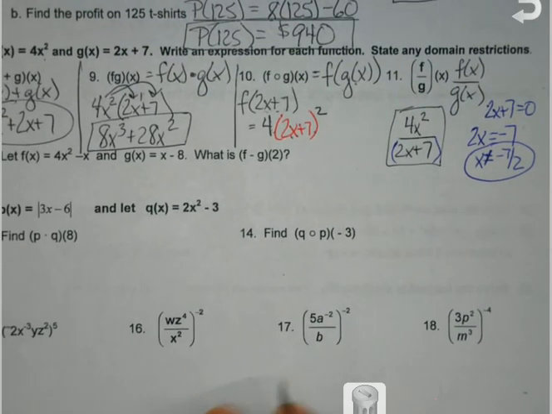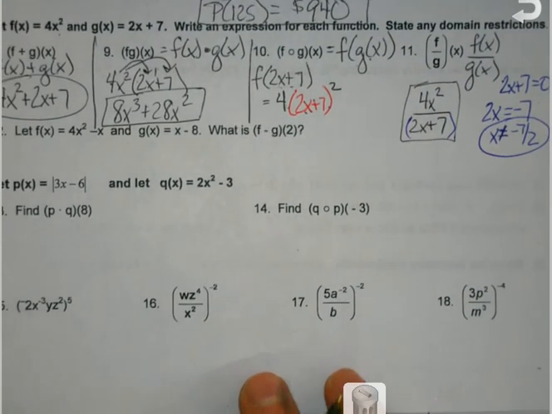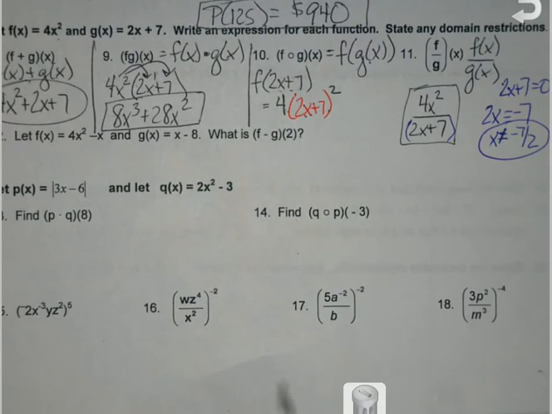But again, always look: fractions and even indexes or square roots are the main things you're looking for a restriction there.